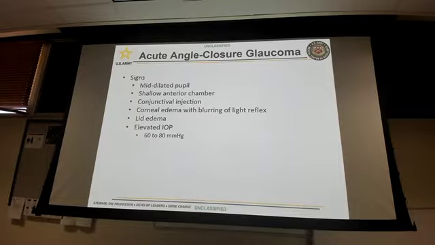Things that we would see when we're looking at a patient who has an angle closure attack is that their pupil is a mid-dilated size. There's a shallow anterior chamber. There's redness in the conjunctiva. We have corneal edema, some lid edema, and their pressure jumps up to 60 to 80 millimeters of mercury. If you ever palpate an eye that's going through angle closure, it's rock hard.